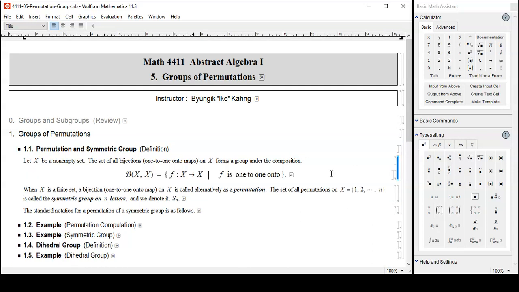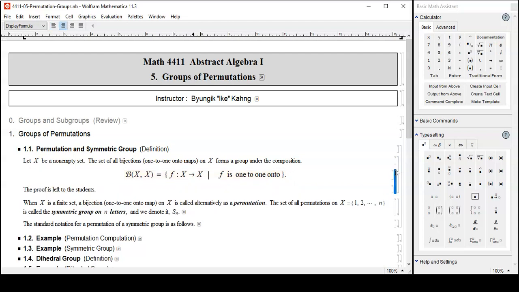Then the set of all bijections on X forms a group under composition. It's composition, so the associativity is trivially true, and we have the identity map and inverse map. So it's a group. You can easily check that, and the detail is left to the students.